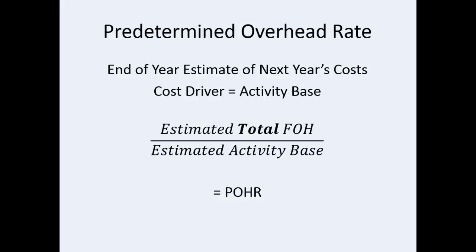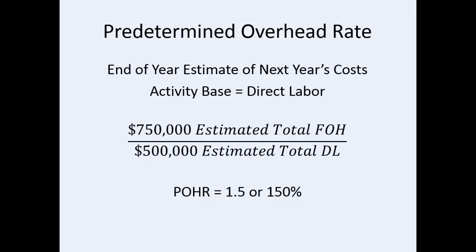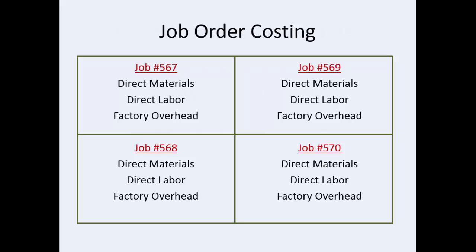And how do you calculate that end-of-the-year estimate? Well, you take the estimated total overhead you're expecting to have next year, divide it by your estimated activity base, and that is your predetermined overhead rate, and it's always expressed as a percentage. So let's say you're expecting a total of $750,000 total factory overhead and $500,000 total direct labor. This is simply your estimate that you're going to use to allocate overhead. It's just a simplified way, so it saves time and money for tracking things. And if the estimate is off, you can change it.